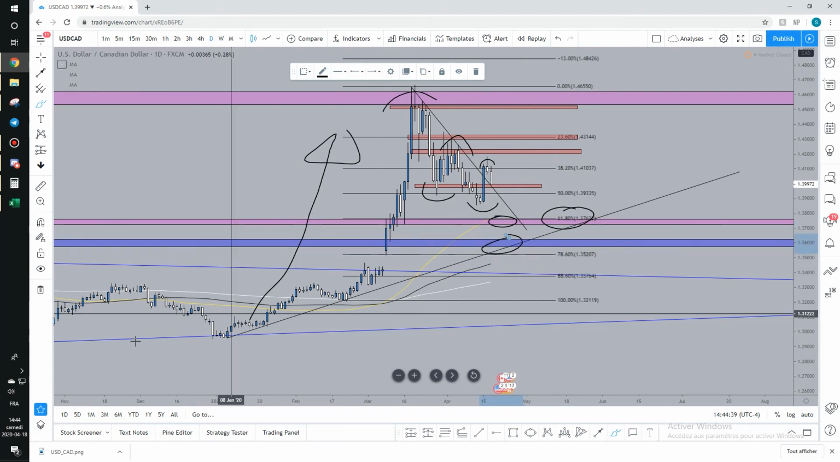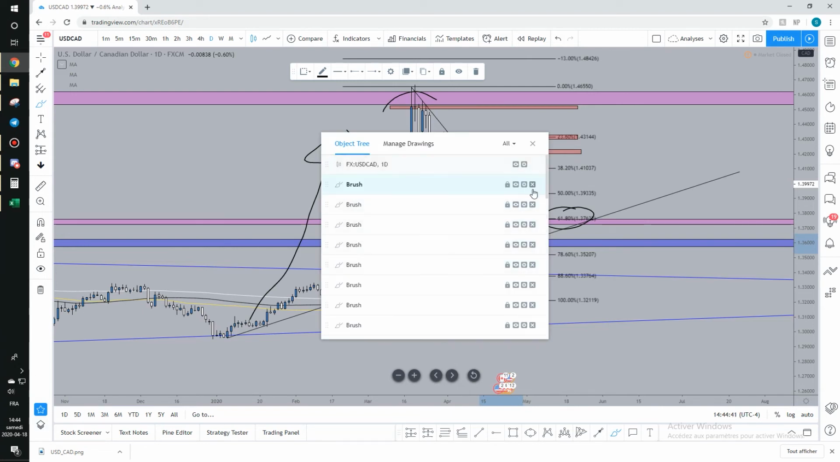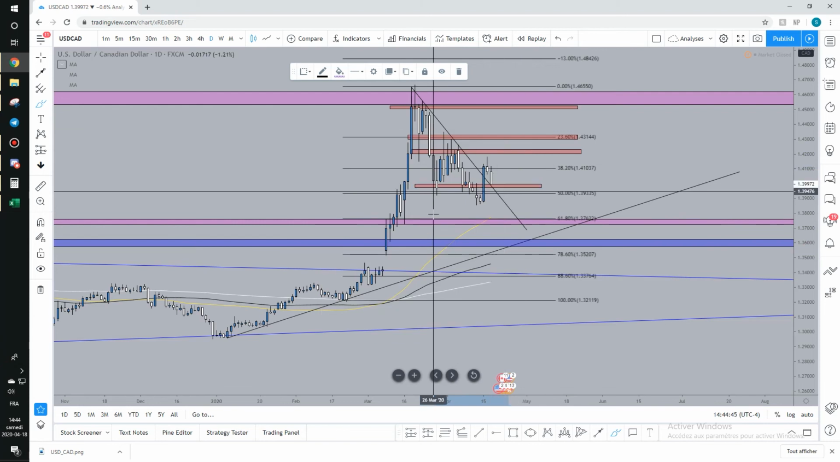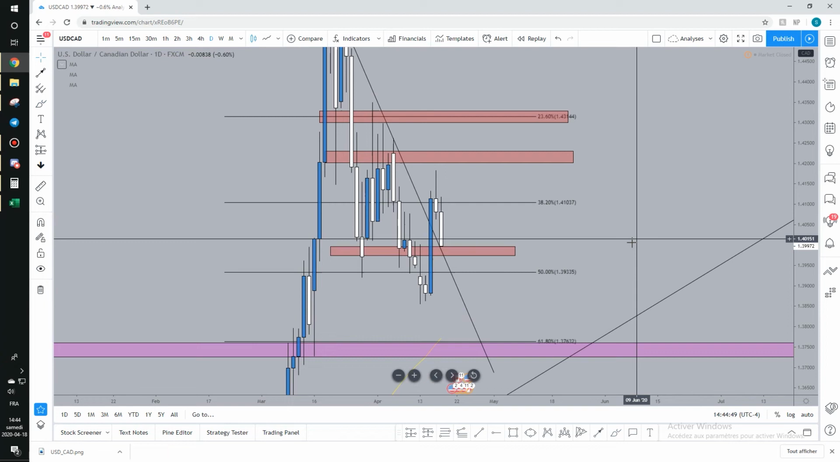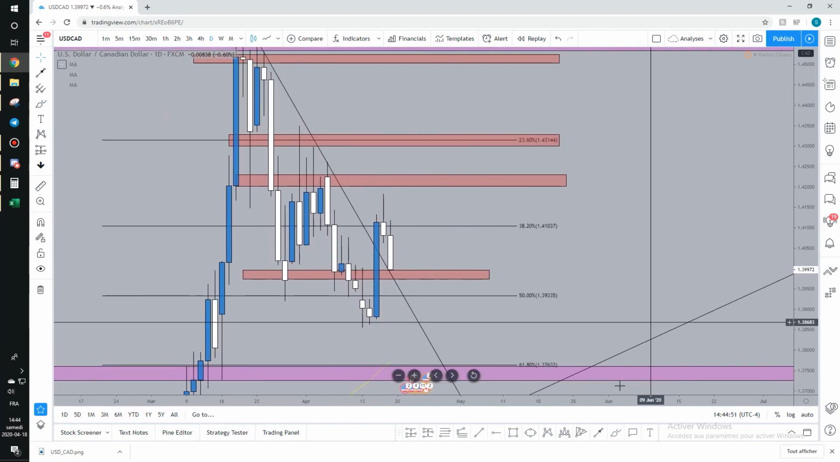But if we take a look more closely at the price and the structure we're making right now, you can see that there is a possible head and shoulders in formation.